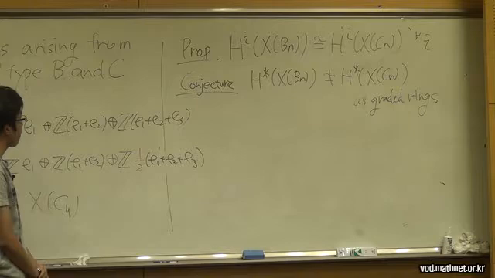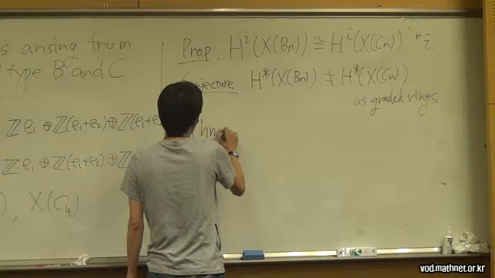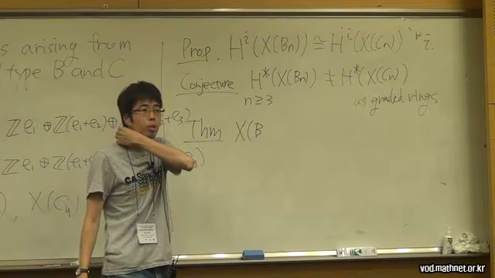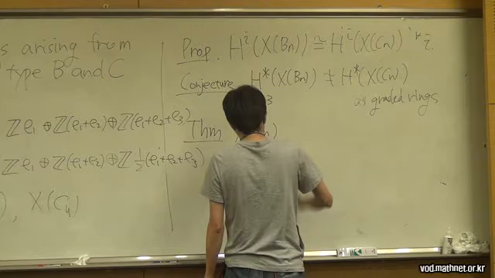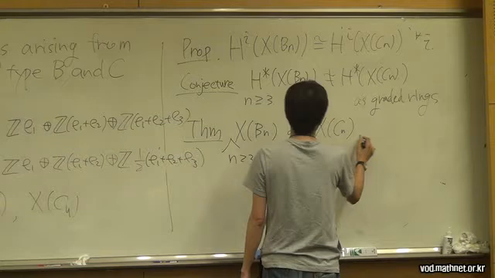But still I want to distinguish these two manifolds in a sense. So this time I would like to say that n is greater than 3, because for n equals 2, type B2 and C2 are the same as root systems. But again, for n greater than or equal to 3, these two manifolds are not diffeomorphic.